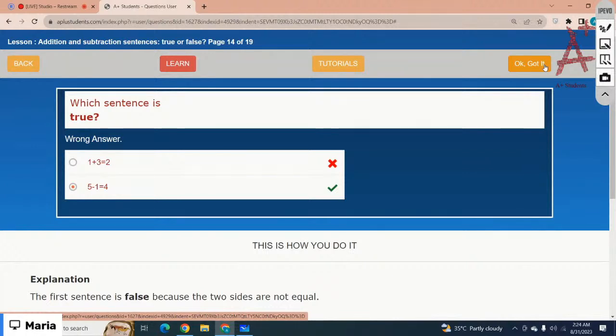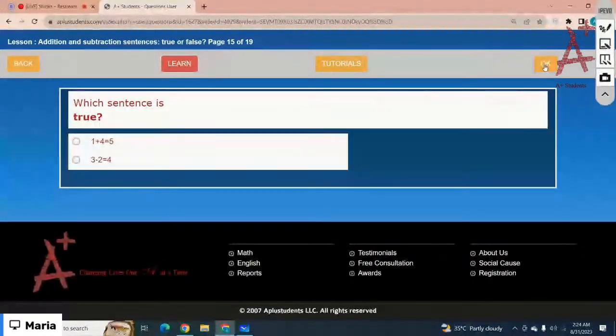Oh, 5 take away 1 equals 4 is the correct one. Okay, got it. You can complete the lesson by yourself later today. Let me just move on to the next lesson, right? If you need more help with the lesson, you can contact any tutor on Skype. They are available from Monday to Friday, 5 to 9.